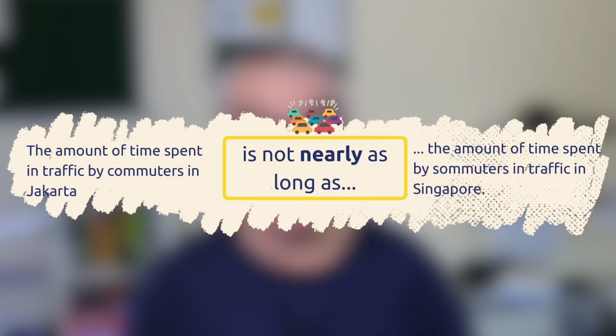I didn't check up tourist numbers for each of these cities. I'm just using this as an example to illustrate the comparison structure. And then with the traffic in commuters examples, we could write the amount of time spent in traffic by commuters in Jakarta is not nearly as long as the amount of time spent by commuters in traffic in Singapore.